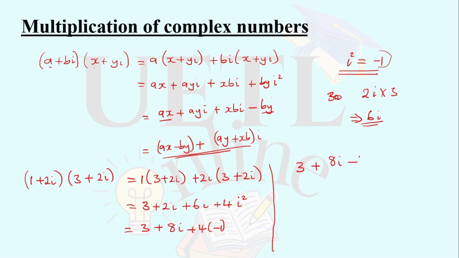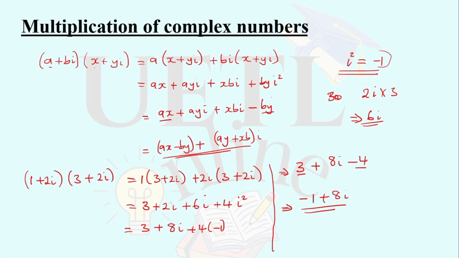Now we can group the real parts here. It's 3 minus 4, it becomes minus 1 plus 8i. Okay, so this one becomes our answer. So if you multiply these two complex numbers, we're going to get another complex number like this. Okay, so that was that on multiplication.